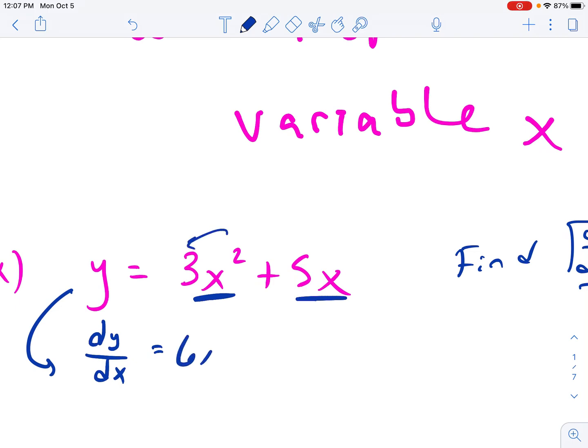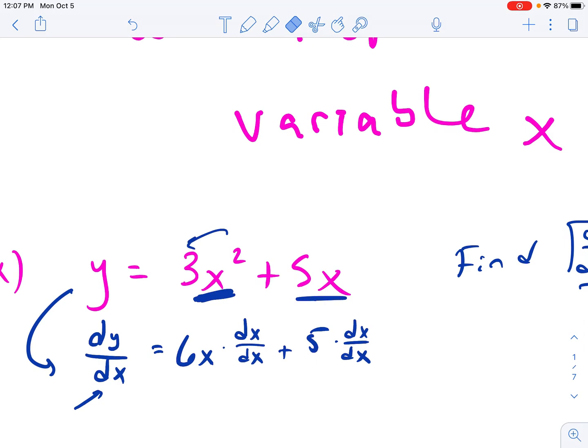Using the power rule, we're going to get 6x, and actually I could write it times dx over dx. I took the derivative of an x variable with respect to x. Plus, if I use the power rule on 5x, the derivative is 5 times the derivative of x with respect to x. Okay, this is implicit.